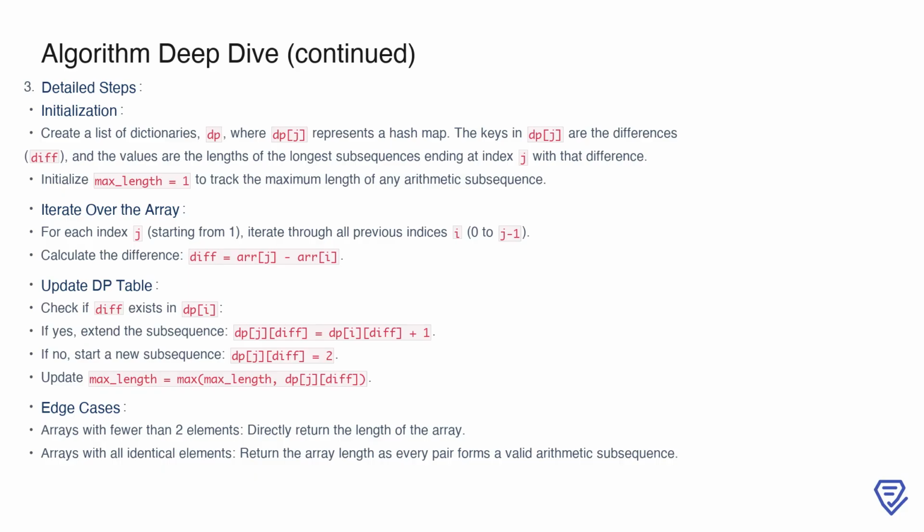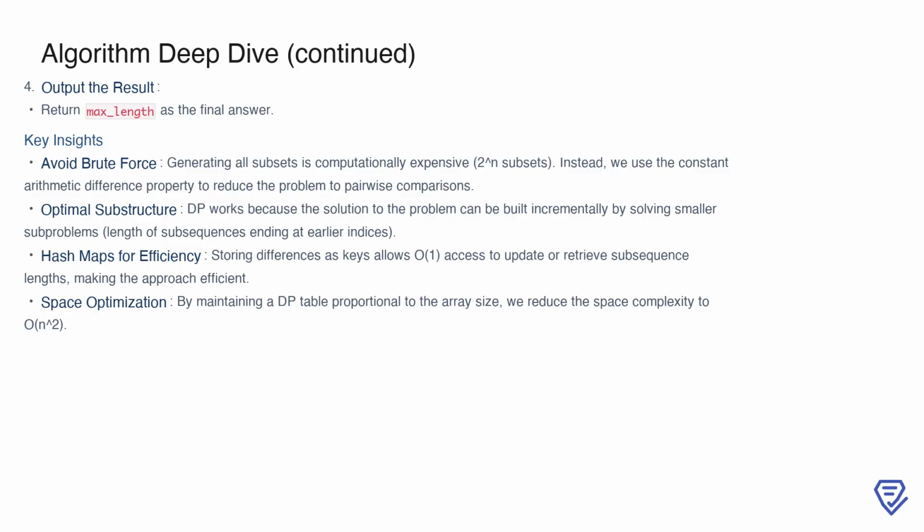If the difference does not exist, we start a new subsequence of length 2. Throughout this process, we continually update max_length to reflect the longest subsequence found so far. This approach also handles edge cases, such as arrays with fewer than 2 elements, where the answer is simply the array's length, or arrays with identical elements, where the entire array forms a valid subsequence. Finally, once we've iterated through the entire array and updated the dynamic programming table, the result is simply the value of max_length. This represents the length of the longest arithmetic subsequence found.